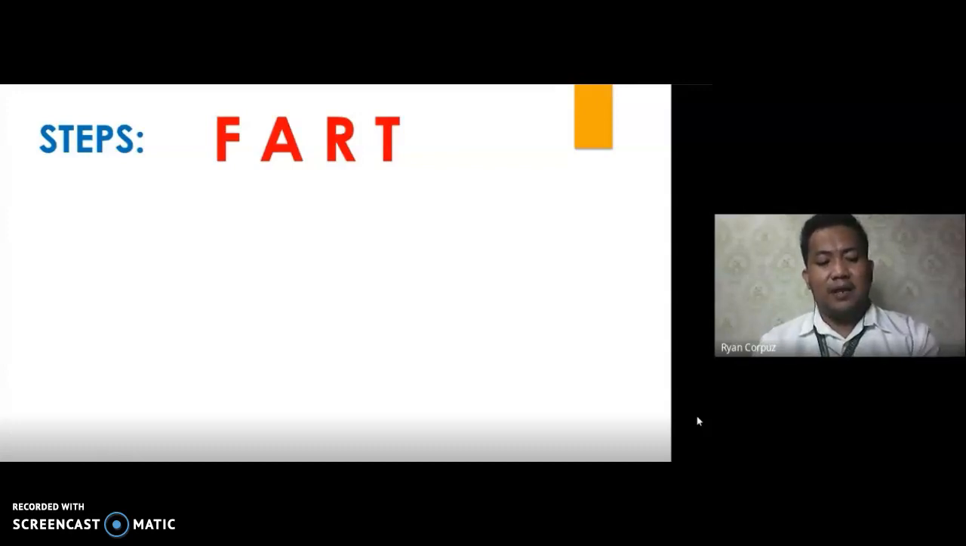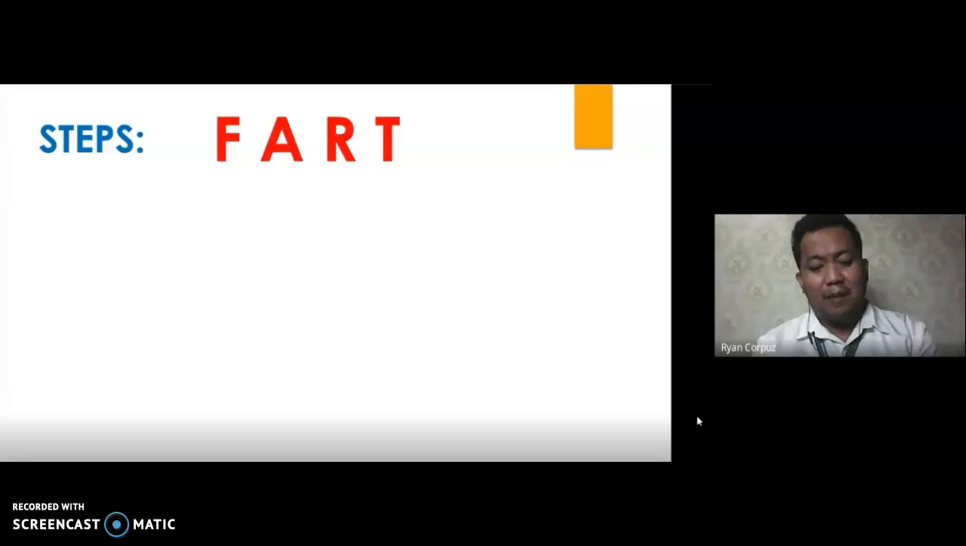So what else? What are the other things that we have to know about fart? Sabi dito, only 1% of the gases expelled in fart smells bad. 1% lang pala yung chance na magiging mabaho ang utot natin.